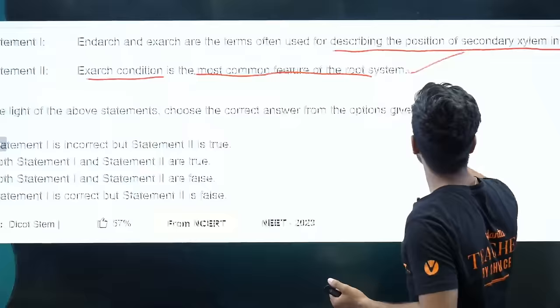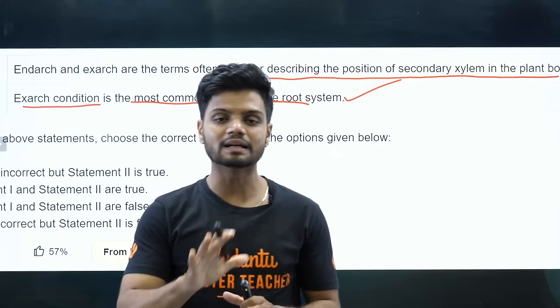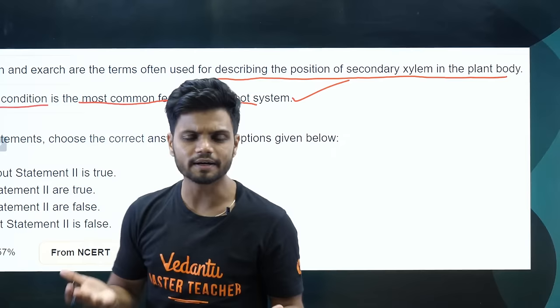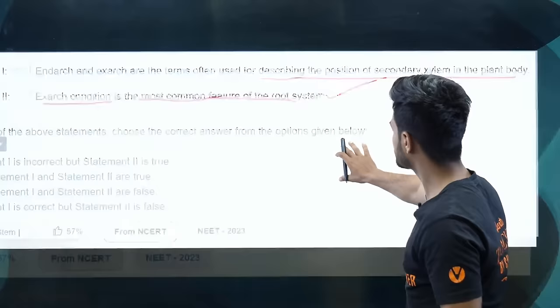Students, the first statement is incorrect because exarch and endarch conditions are mainly related to your primary xylem, not your secondary xylem. Secondary xylem has no relation. It is primary xylem. So the first statement is incorrect. The second statement is correct. Easy question.